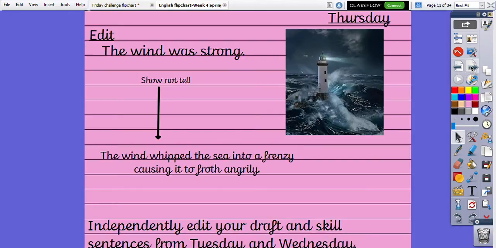Yesterday you edited, as I have said, so hopefully you have got a really good up-leveled setting description, and remember we are aiming for about 2 pages of A4 writing for your setting description. Make sure you know which scene you chose, so if you chose the stormy scene, make sure you are still writing about that today from your edit. If you chose the peaceful, serene scene, make sure you're still writing about that.